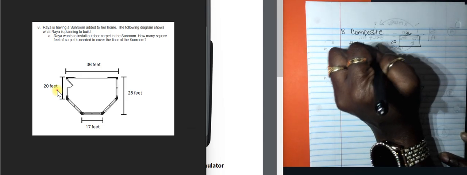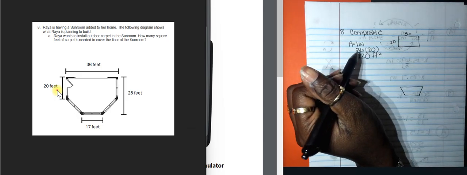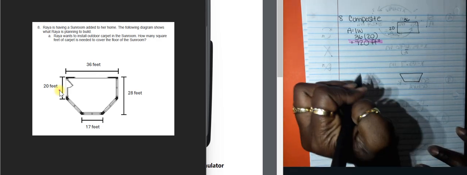So 720 what? Remember, units are important. Feet. What kind of feet? It's squared because we were talking about area. We multiplied the two sides. So we have the area of our rectangle. Now we need to go and find out the area of our trapezoid.